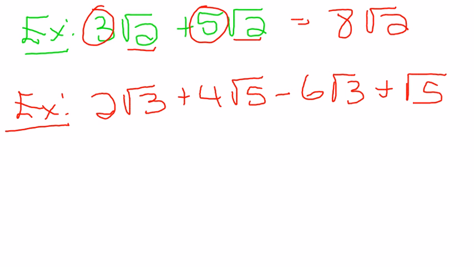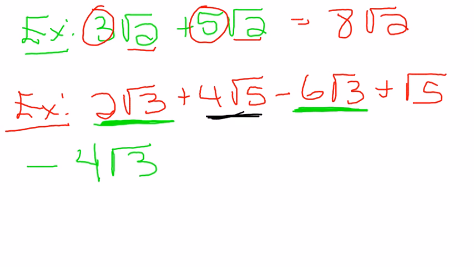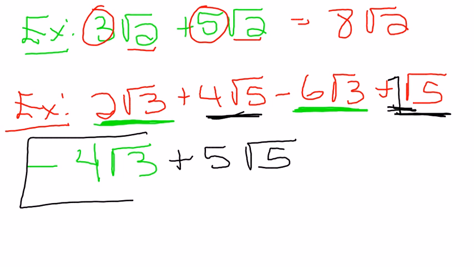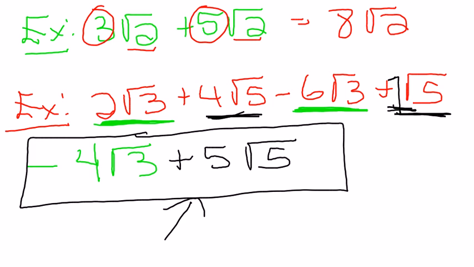So I want to look for ones that match. I can see 2 square root of 3 and minus 6 square root of 3 are like radicals, so I would actually get a negative 4 square root of 3. And then I can also see I have 4 square root of 5 and just a regular square root of 5, which technically there's like a 1, so I'm going to have a positive 5 square root of 5. And here, these are not like radicals, so I cannot simplify them anymore. I would be done right there.